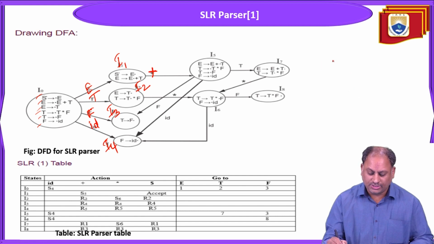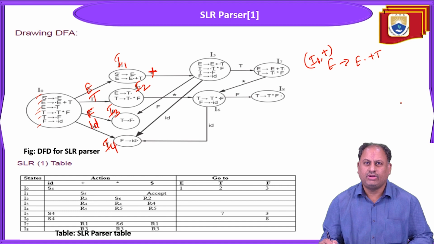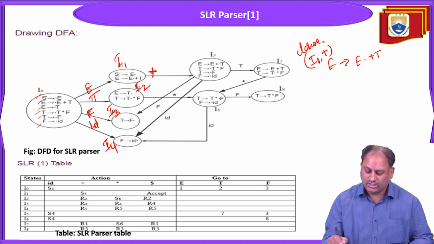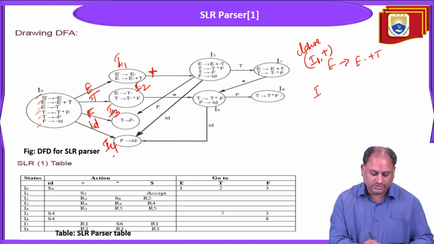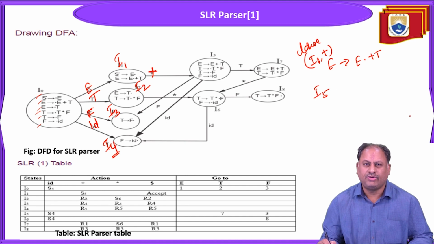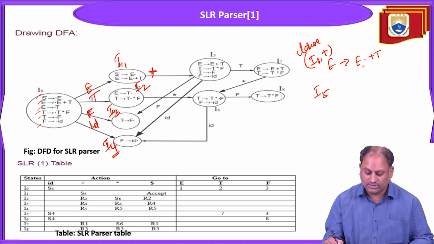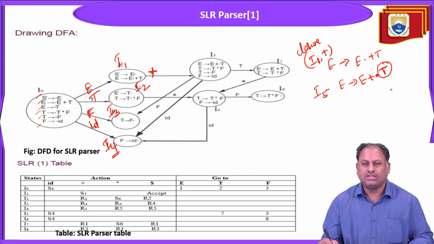It processes to the new state. E derives E dot plus T can be processed into closure of I1 comma plus. Then we are going to get a new state. Since I4 is completed, a new state can be written as I5. In this state, verify the transition, that is E derives E plus dot T. So here we reached one more symbol, that is T. So what are the productions which start with T?